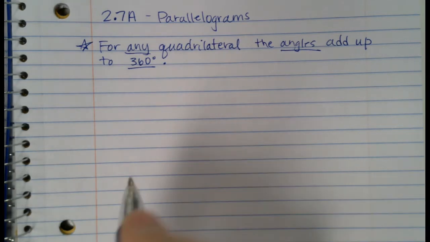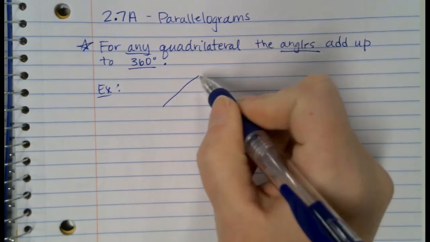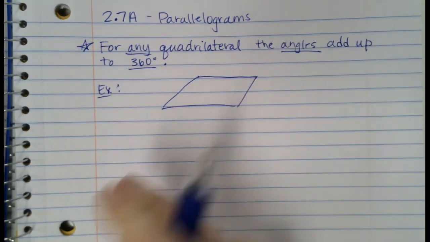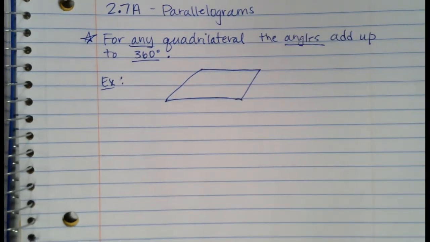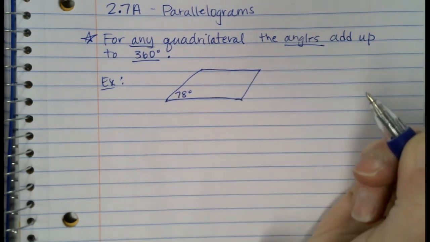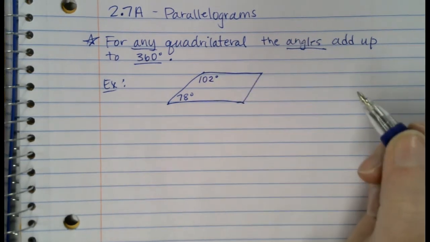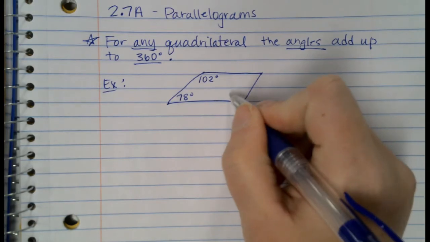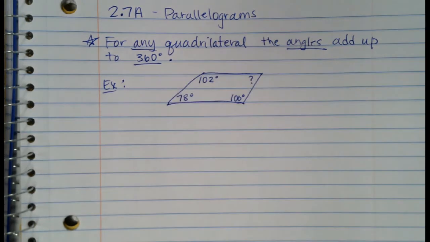Here, let's look at an example of how we use this information. It's pretty easy. Let's say we have this shape right here. It's got four sides, right? So it's a quadrilateral. Let's say that this angle is 78 degrees. This angle is 102 degrees. And this one is 100 degrees. And we want to know the fourth side, or the fourth angle, excuse me.